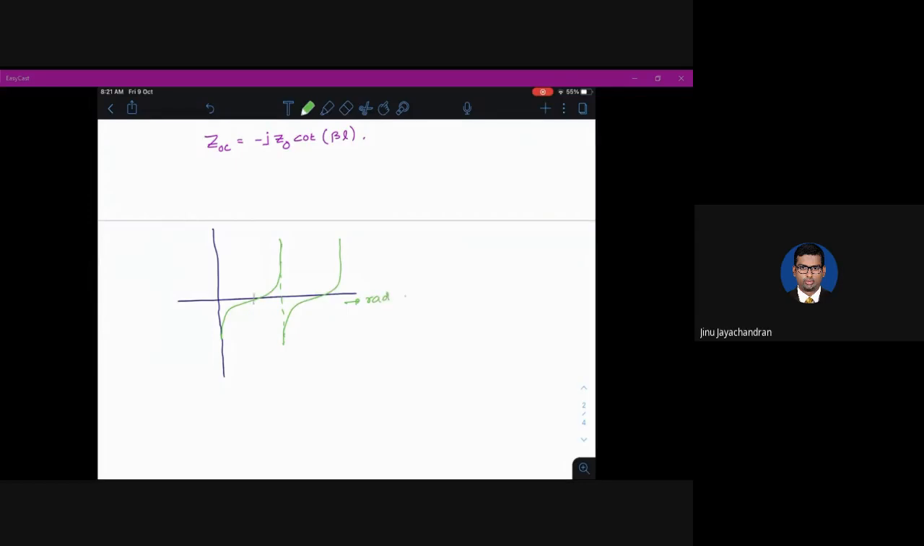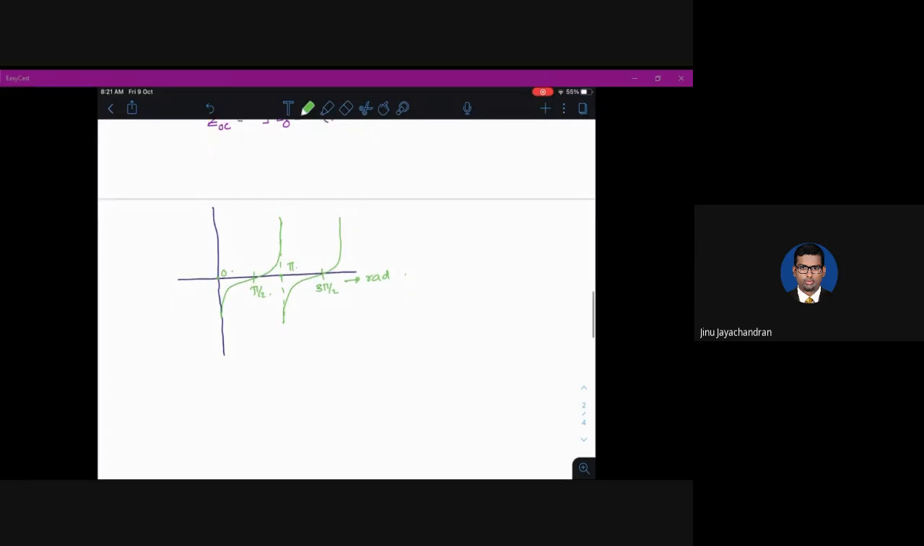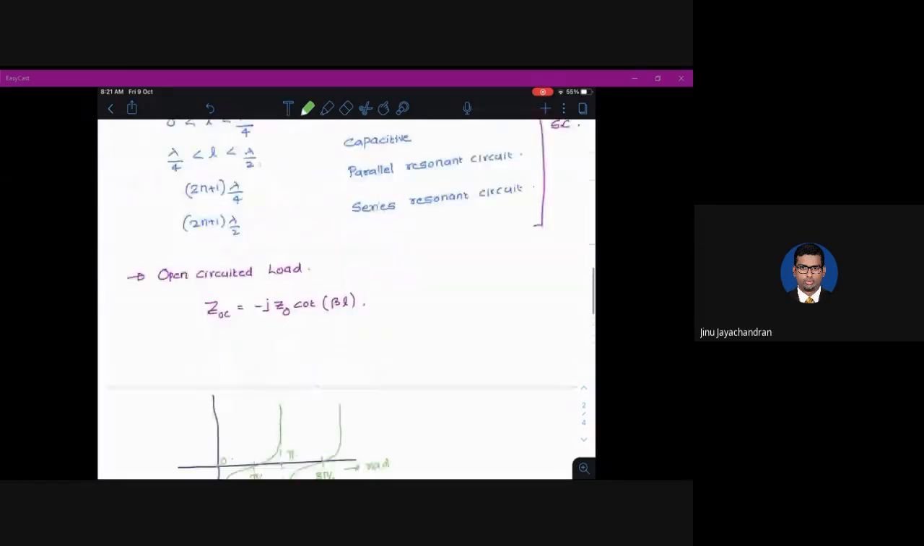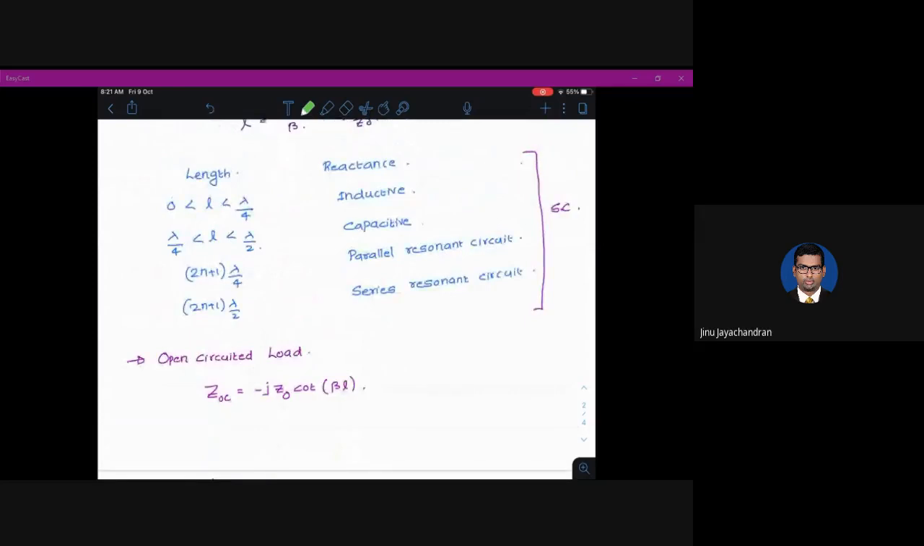So this crossing is at pi by 2. This crossing is at 3 pi by 2. This point is at pi, and this point is at 0. Okay, so this is just the inverse of tan. So whatever tan has for inductive will now be capacitive, and whatever the short circuit has for capacitive will now be inductive. So whatever this table is, you just reverse inductive and capacitive, and you will get it for the cot. Okay.